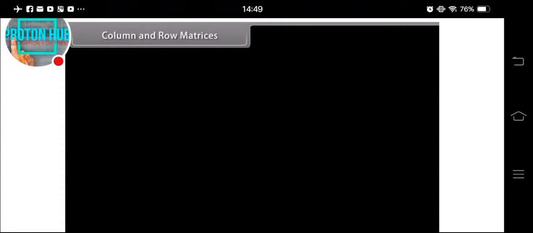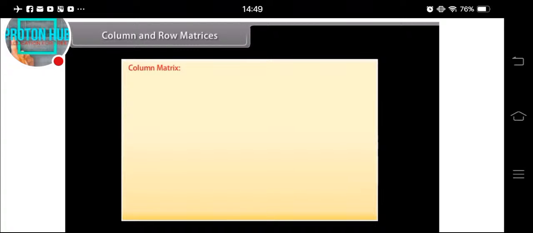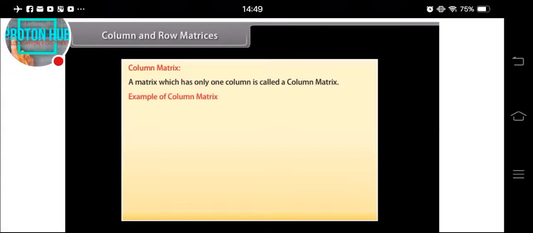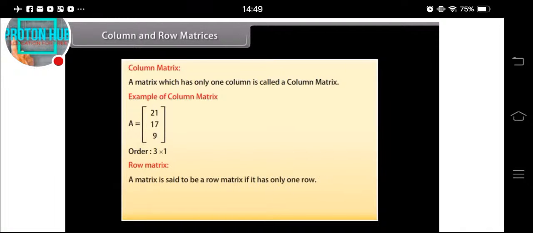Column and row matrices. Column matrix. A matrix which has only one column is called a column matrix. Example of column matrix. A is equal to column-wise 21, 17, 9. This matrix has 3 rows but only one column, so it is a column matrix. Its order is 3 by 1. Row matrix. A matrix is said to be a row matrix if it has only one row. For example, row-wise 3, 5, 1 is a row matrix as it has only one row.